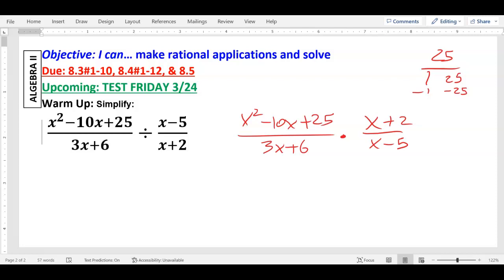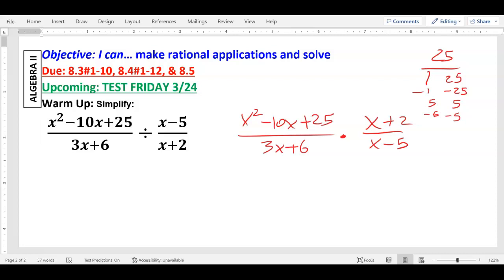After 1, does 2 go into 25? 3 doesn't go into it, 4 doesn't go into it, but 5. 5 times what gives me 25? 5 times 5. And again, change both signs. -5 and -5 also works out, okay? Now, remember, I'm finding the factors of 25 to see which ones add to make -10. So which one of these pairs adds to make -10?